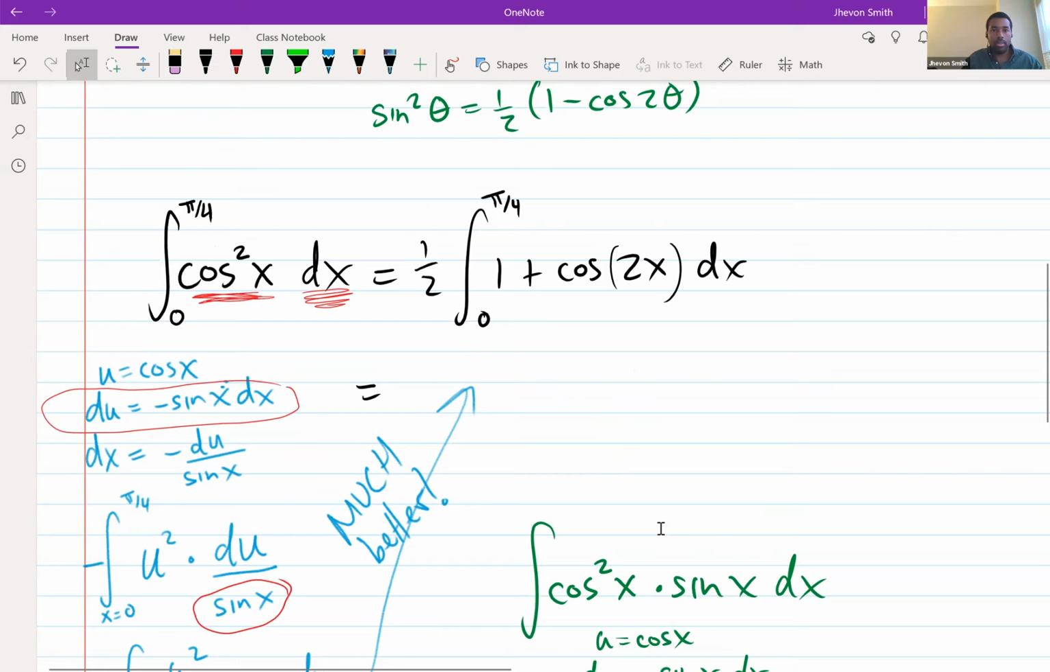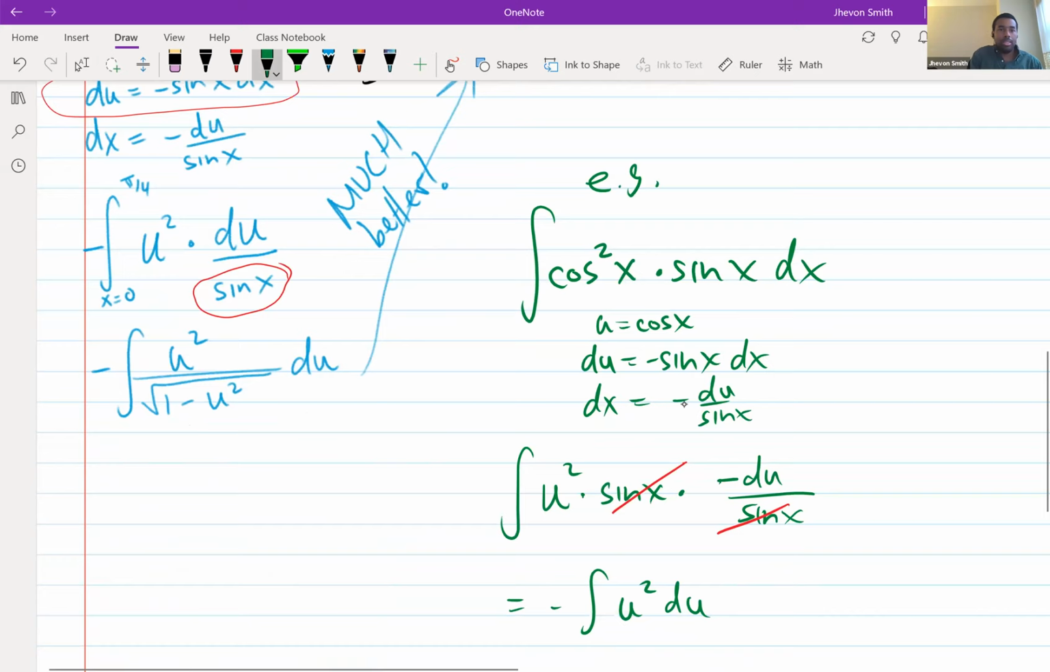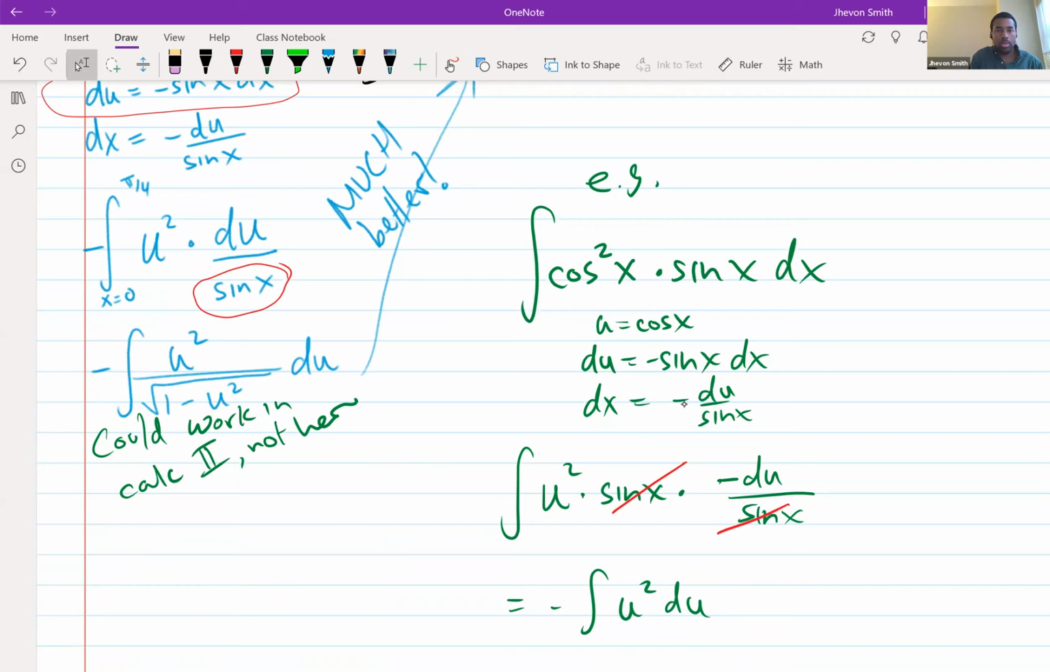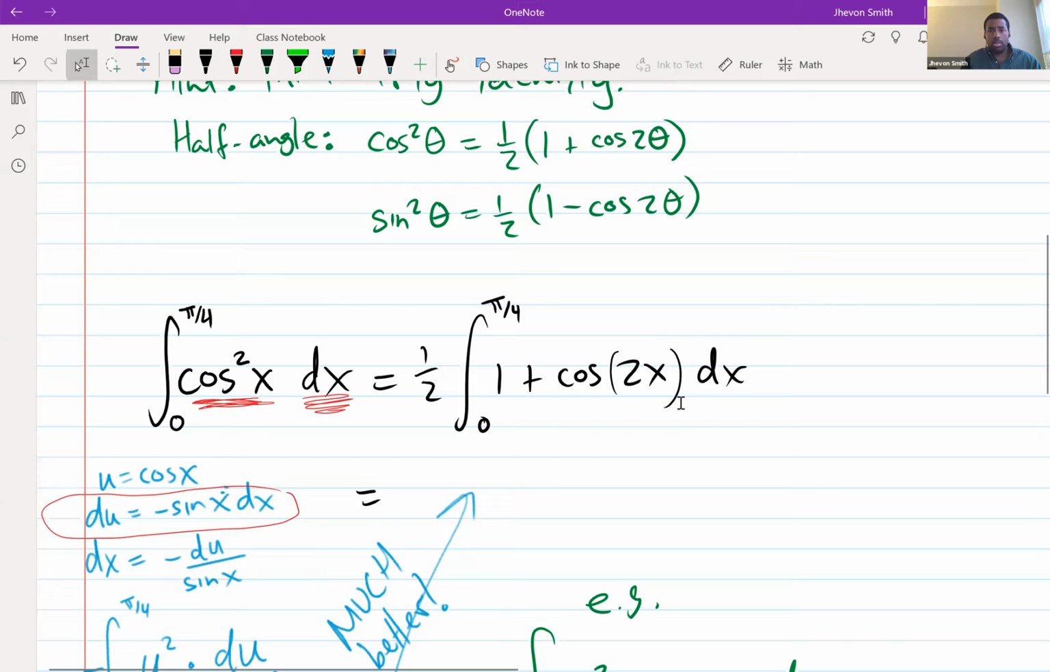So this, I guess, is just an extra example that I'll leave up here. This guy could work in calc 2, but not here. We don't know enough, and we're not going to know enough at the end of this course. But this guy, this is sort of the way to go, using the half angle formula.